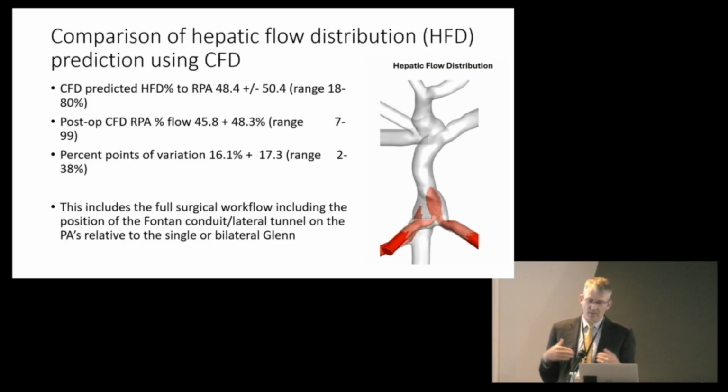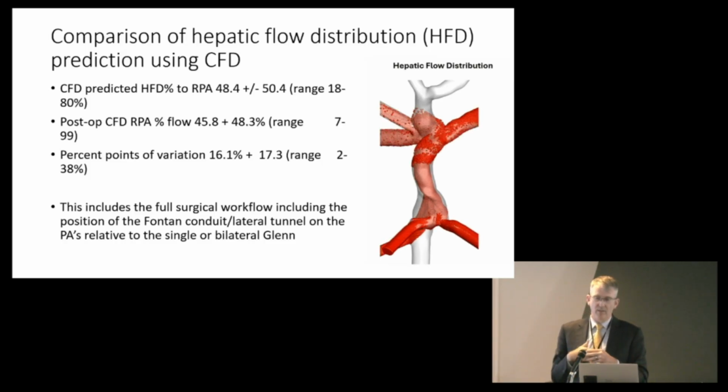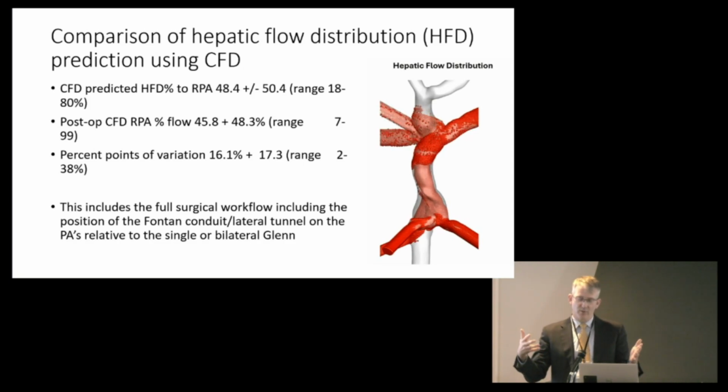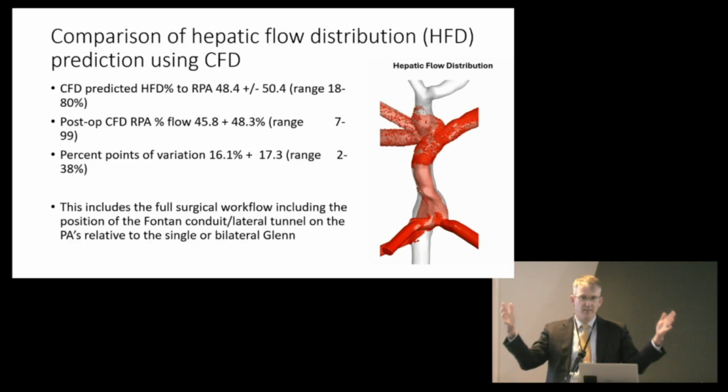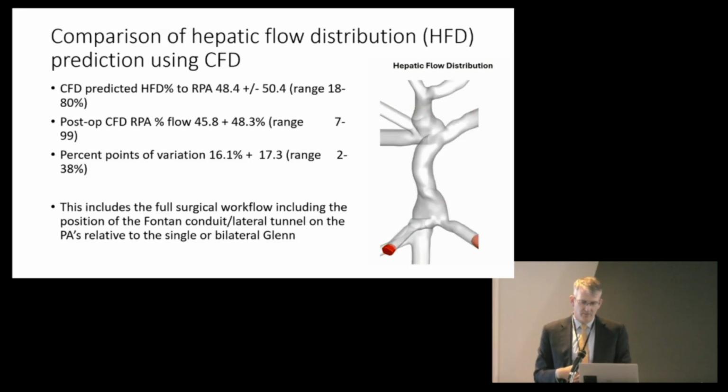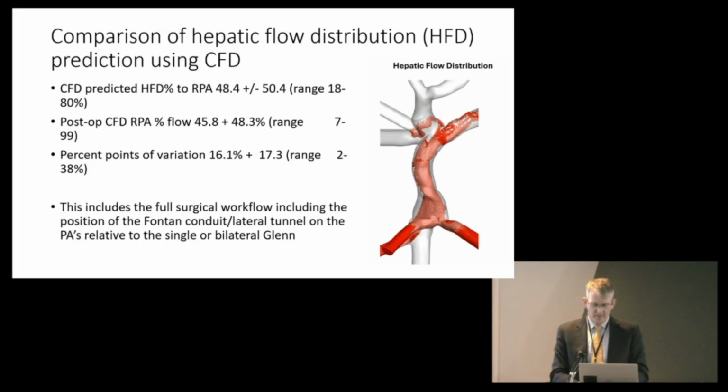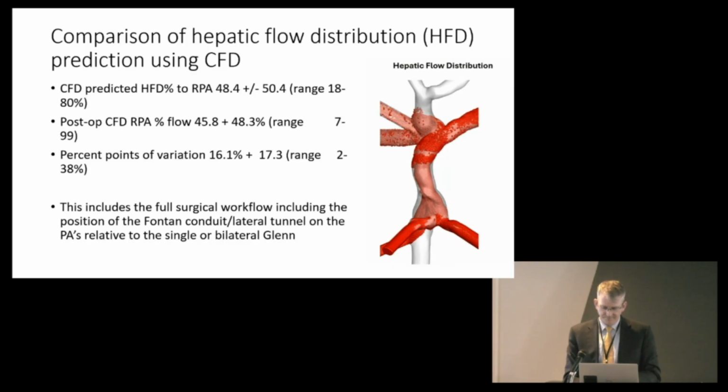We can also predict the hepatic flow variation. This cannot be directly measured by MRI post-op, but we've done simulations on the post-op MRI and show about a 16% variation from what we predicted. In the world of simulation, anything better than 20% is considered excellent, and so we're really thrilled with these results.